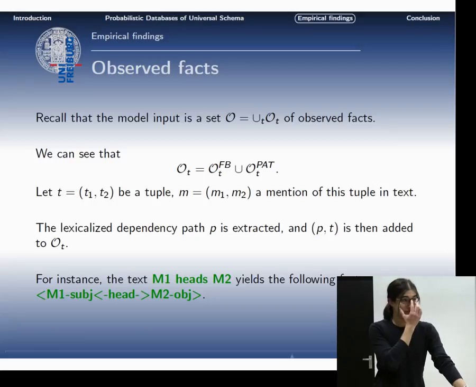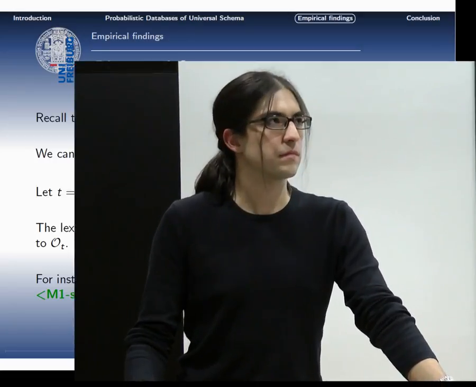Okay. So if you want to run it again on some different text, then you need to go through the whole process again, right? Basically, yes. All the training has to be done again because you have new observed facts in the text.